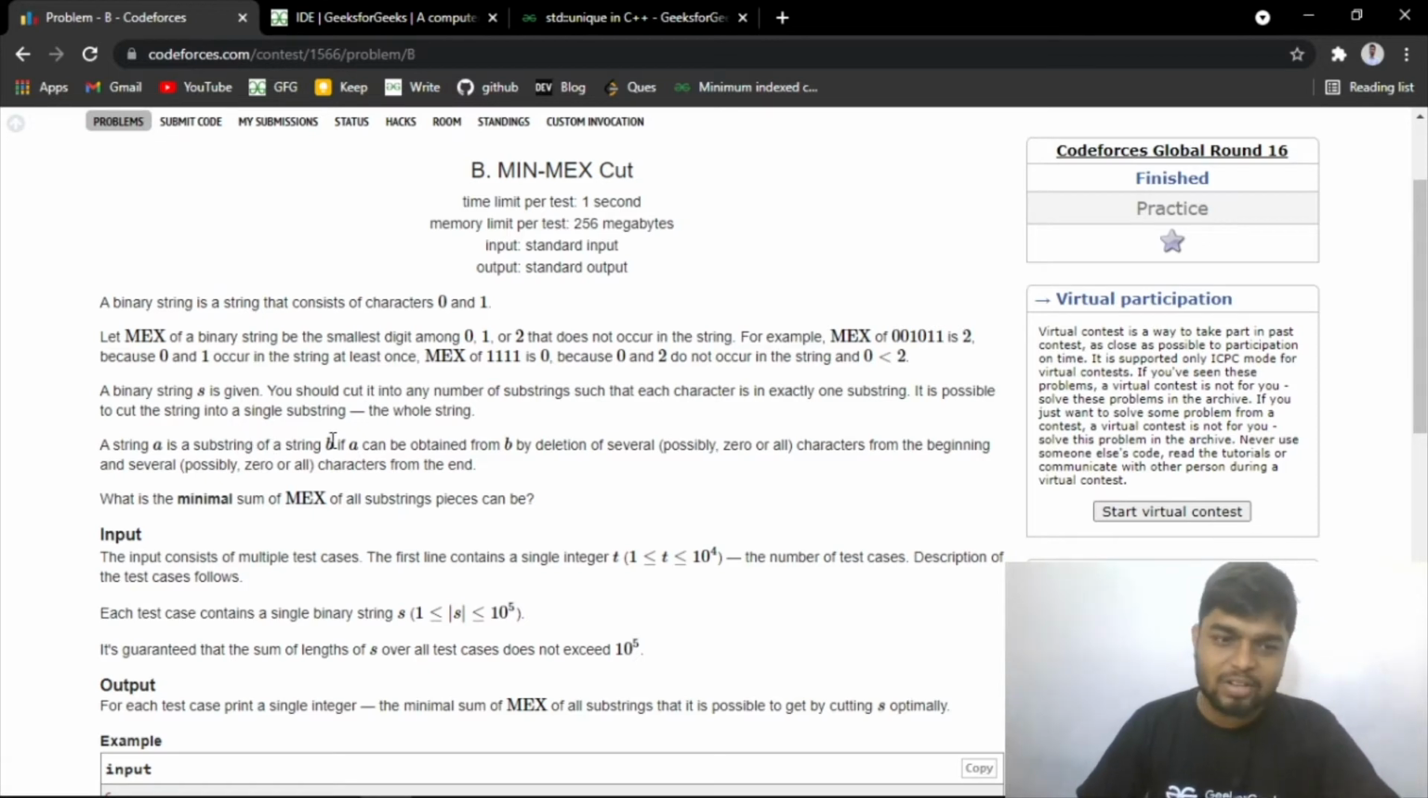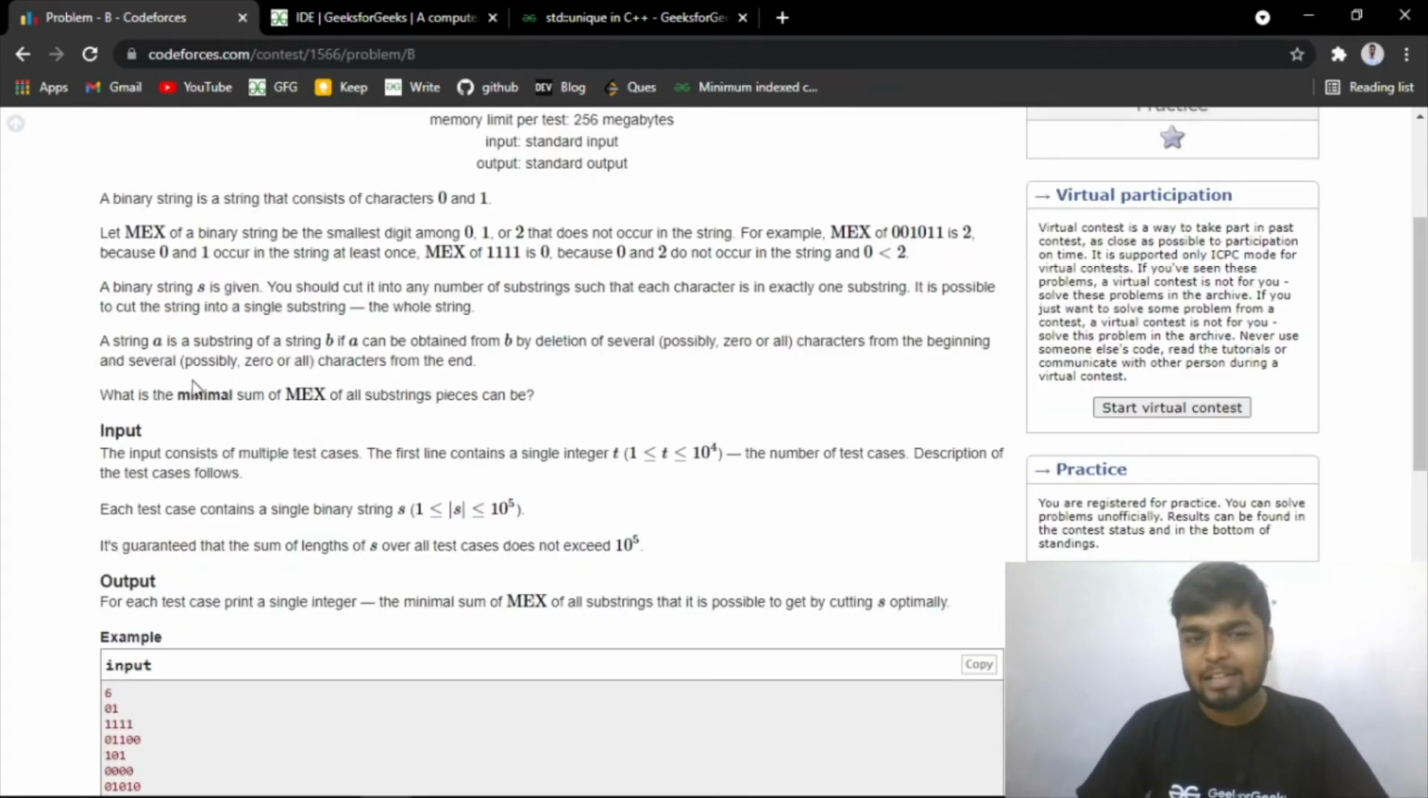A string A is a substring of B if A can be formed from B by deletion of several, possibly zero or all, characters from the beginning or the end of the string. I assume that you know about the substring concept in strings. So you have to find the minimal sum of the mex. You can divide the binary string into as many substrings as you want, such that the sum of the mex over all the substrings is as minimum as possible.